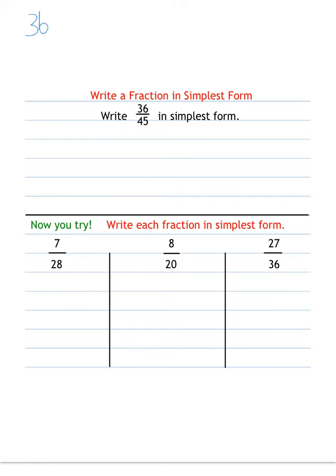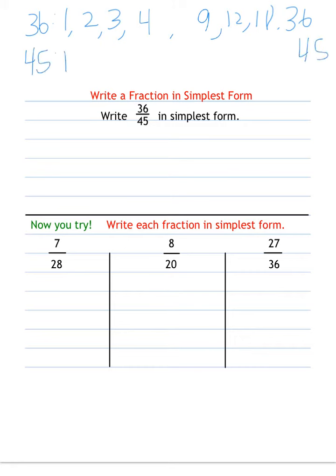Let's list out the factors for 36. 1 and 36, 2 and 18, 3 and 12, 4 and 9, and I think that those are all of our factors. Now we list them out for 45, which are 1 and 45, 3 and 15, 5 and 9, and I think that's all for that.